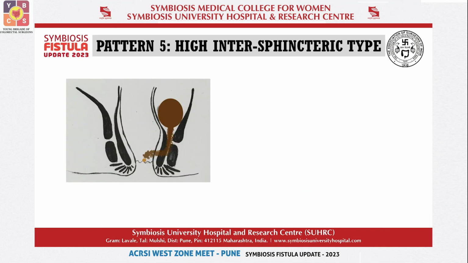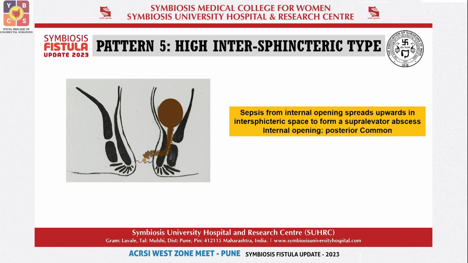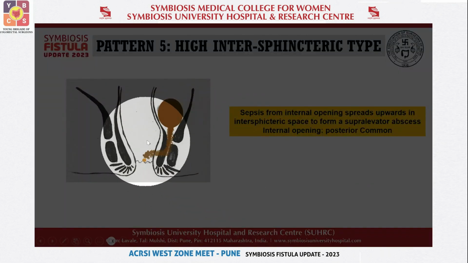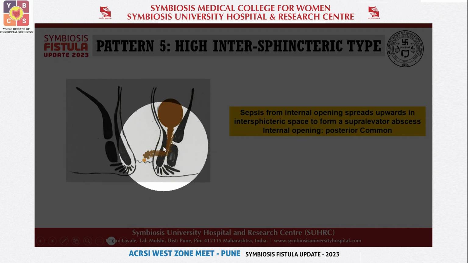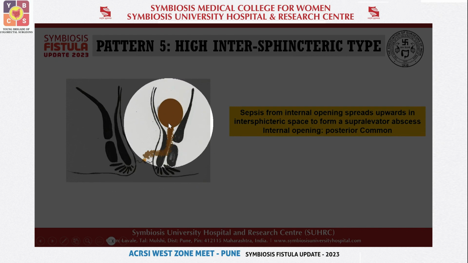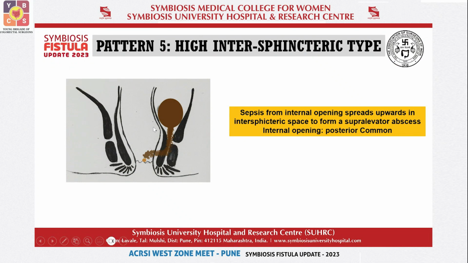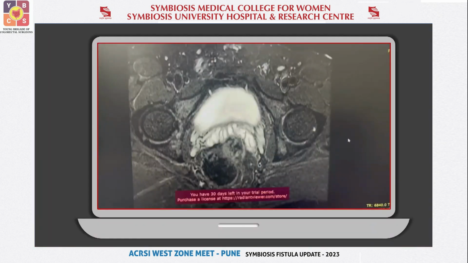So coming to the next portion, that is a high intersphincteric type of pattern. Here, the internal opening from there, the abscess goes up above into the intersphincteric space. From the dentate line, it goes up above the intersphincteric space. It can come in a supralevator or it can go anywhere, pararectal, abdominal wall, even lower thoracic cavity. So this is a high intersphincteric type. So MRI we can see.